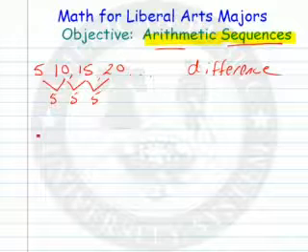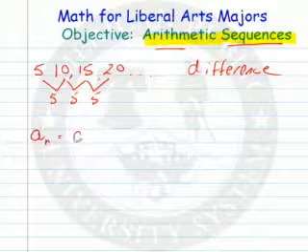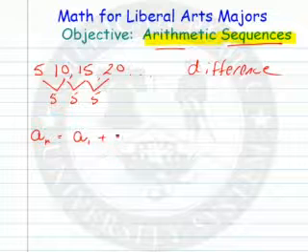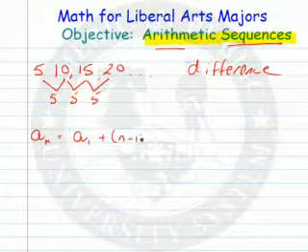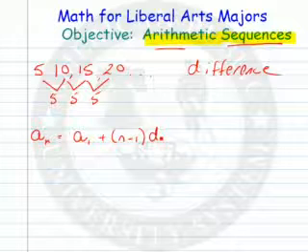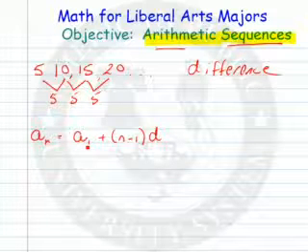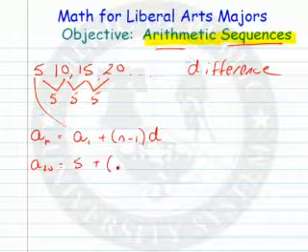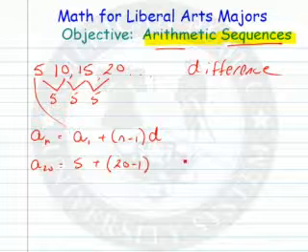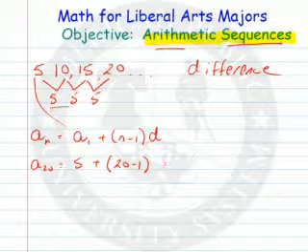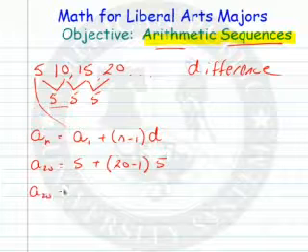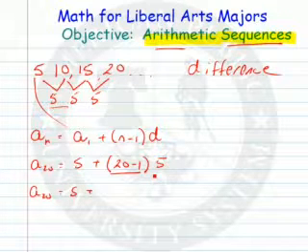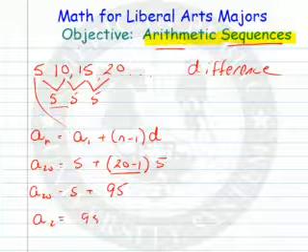We have a formula we can use. A sub n is equal to a sub 1 plus n minus 1, where n is the number of the term we're speaking about, times the difference. Let's see what happens. A sub 20 would be equal to a sub 1, the first term, which is 5, plus the number of the term I want, the 20th, subtract 1, times the difference. The difference here is 5. So a sub 20 is equal to 5 plus 19 times 5, that's 95. So a sub 20 would equal 95.